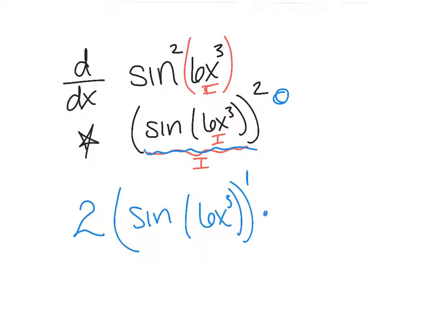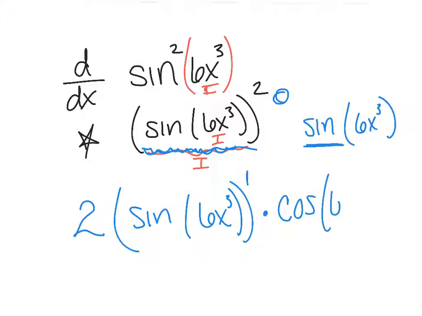Now I have to multiply by the derivative of the first inside, or the bigger inside, which is this guy. So my first inside, I'm just going to write off to the side, is the sine of 6x cubed. Okay, that's my first inside. So I'm going to take the derivative of its outside, which is sine, so its derivative is cosine, leave its inside. Now I have to multiply by the derivative of the next inside, which was 6x cubed, so I'm going to multiply by 18x squared.